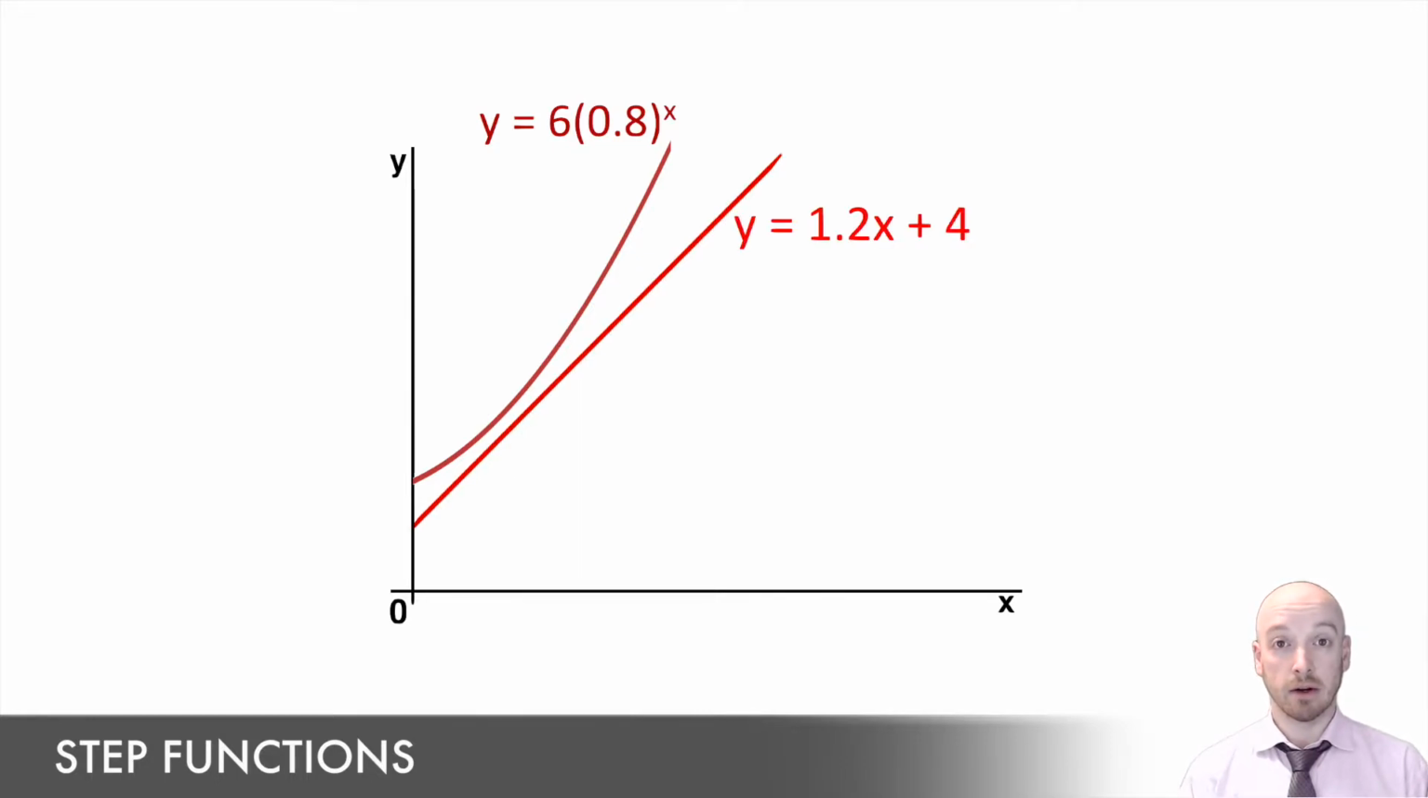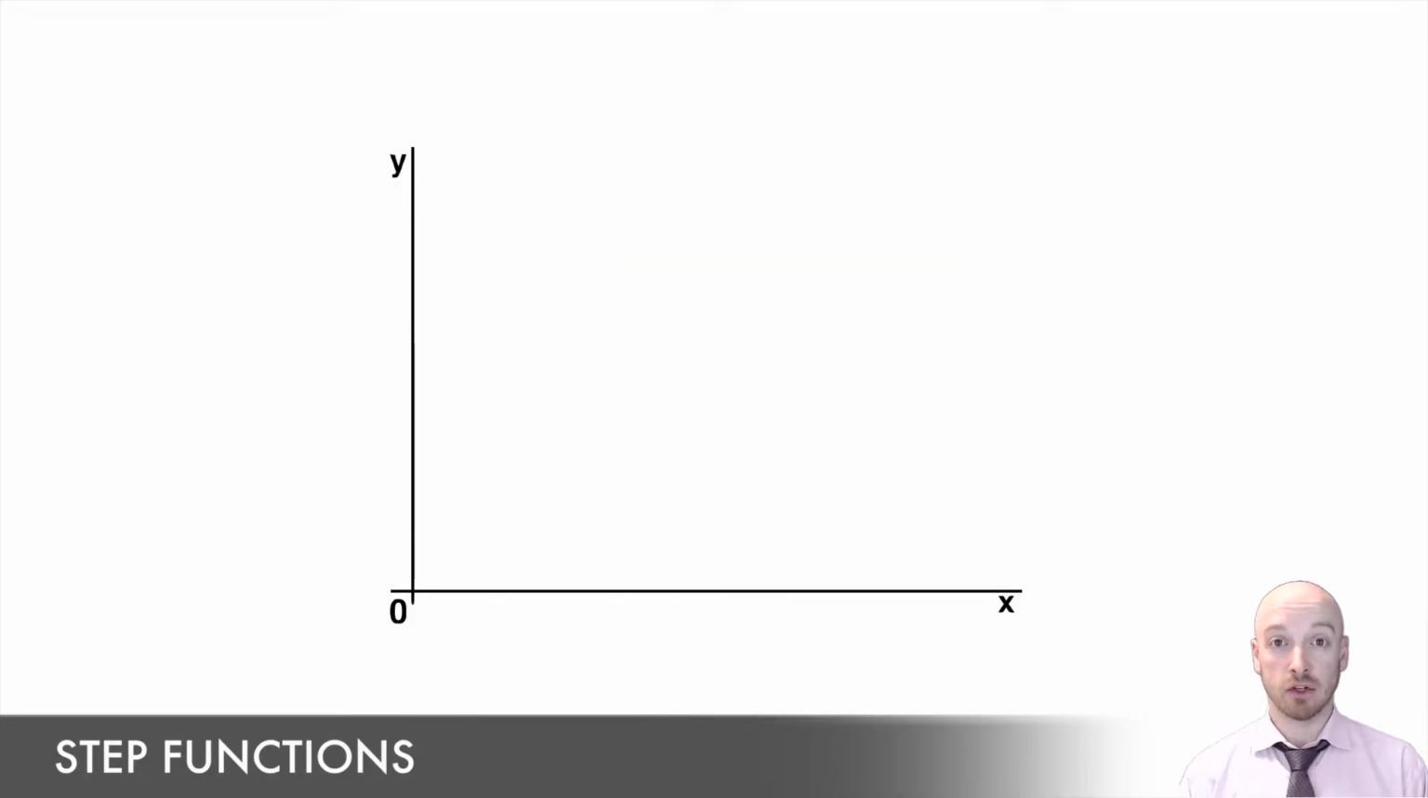Now, the idea here in step functions is that we have x values that change, and the y values change accordingly, but those y values change in steps or intervals, kind of jumping from one y value to another according to those x values. The easiest way to understand this is to see how it looks on a graph.